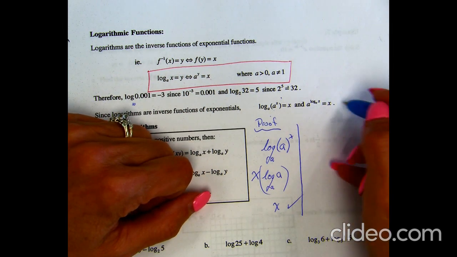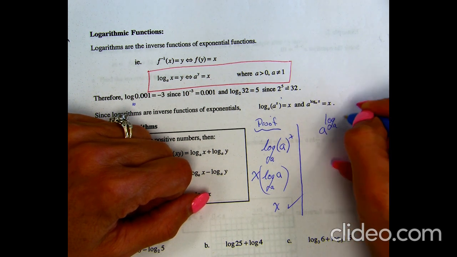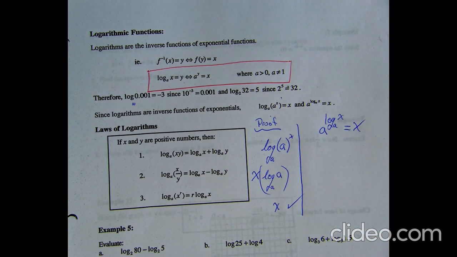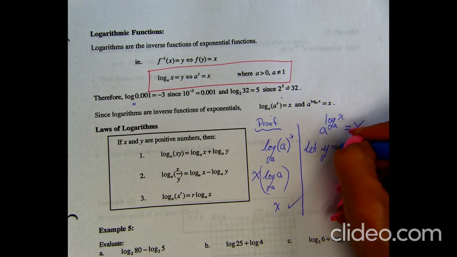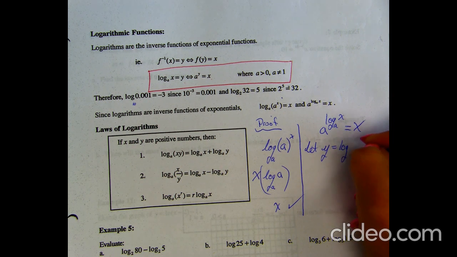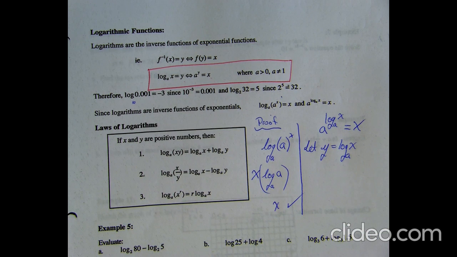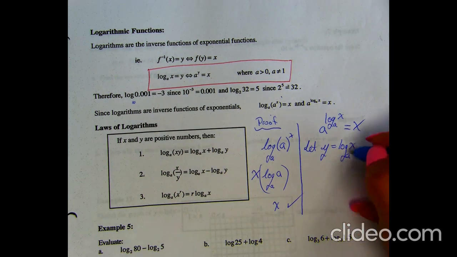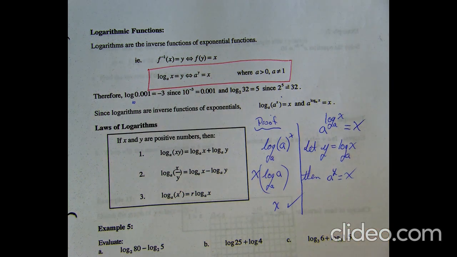How about this other one? When I take a and I raise it to the power of log to the base a of x, how come I also get x there? Here's how we do the proof. We say this: let's imagine a number y. We're going to call that number log to the base a of x. If y is equal to log to the base a of x, then this has to be true. A to the power of y has to equal x.